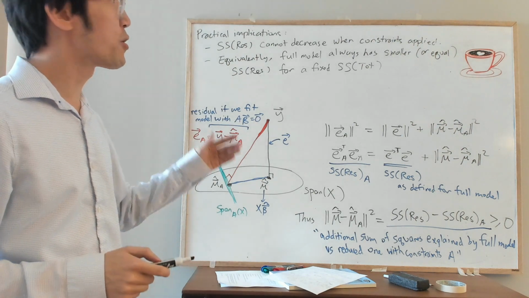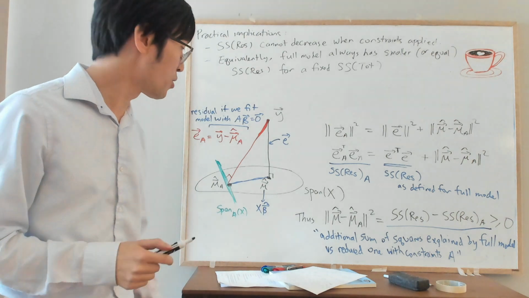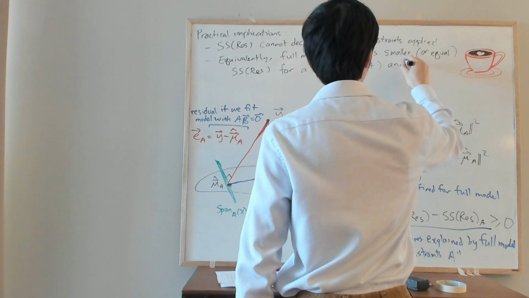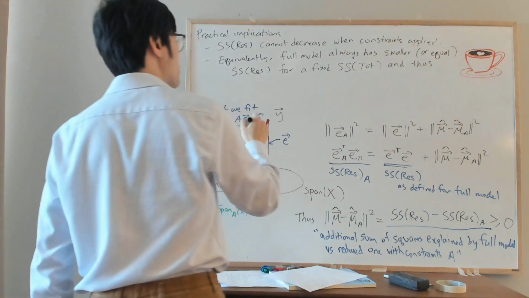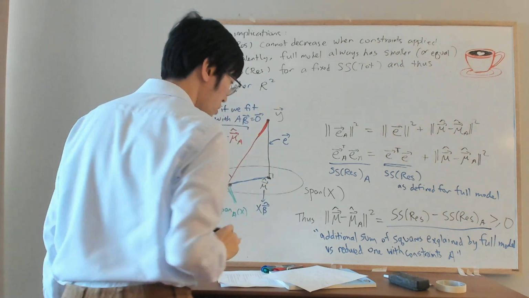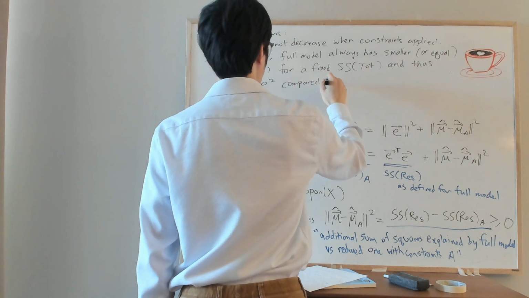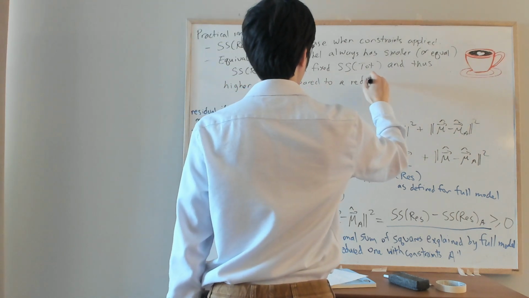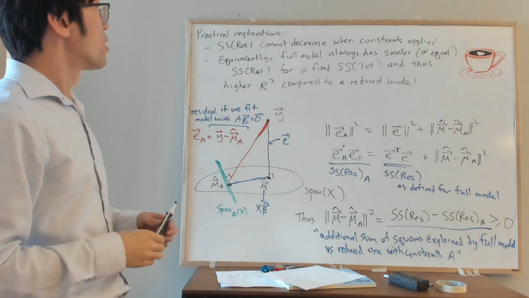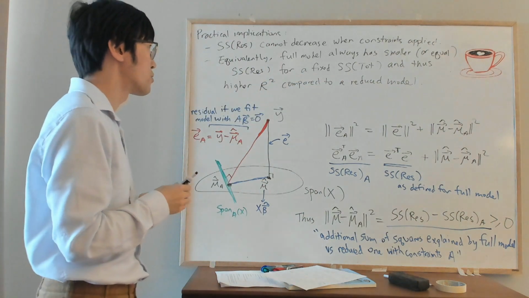So the full model will always explain as much or more of the variability in y, and thus a higher value of r squared, compared to the reduced model. Okay, and so that has to be true because the sum of squares total is fixed.